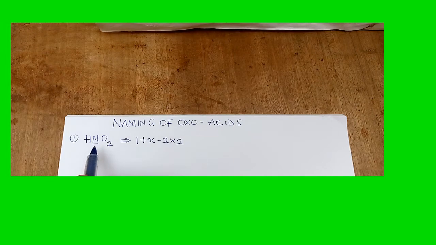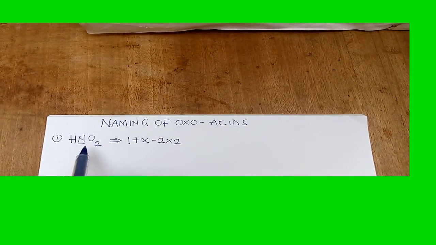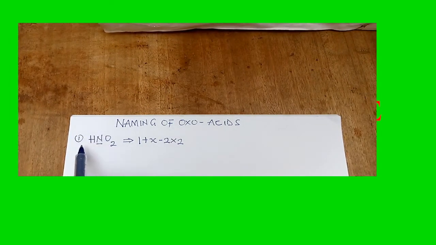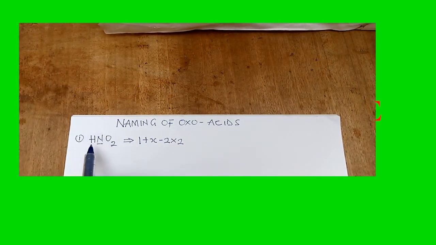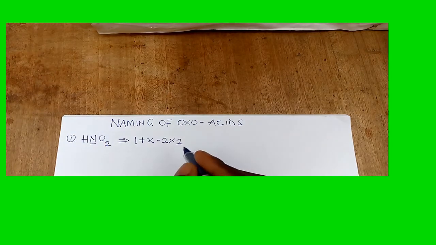So the rule of giving the IUPAC name to the compound is that when we add the individual oxidation numbers in a compound, that is nitrogen, hydrogen, and oxygen together, we should get the total oxidation number of the compound. And because the total oxidation number of this compound is 0, we equate everything to 0 here.